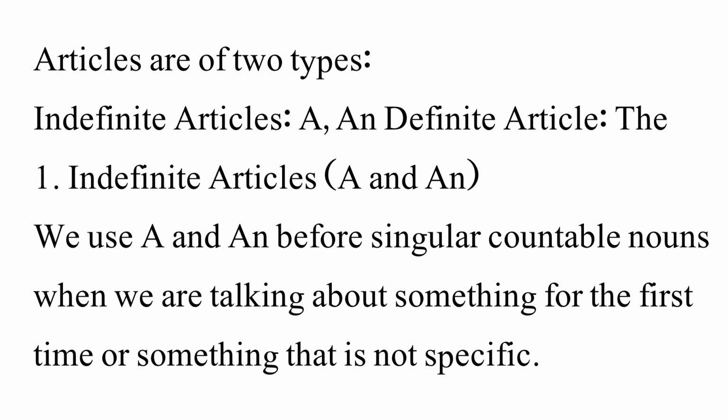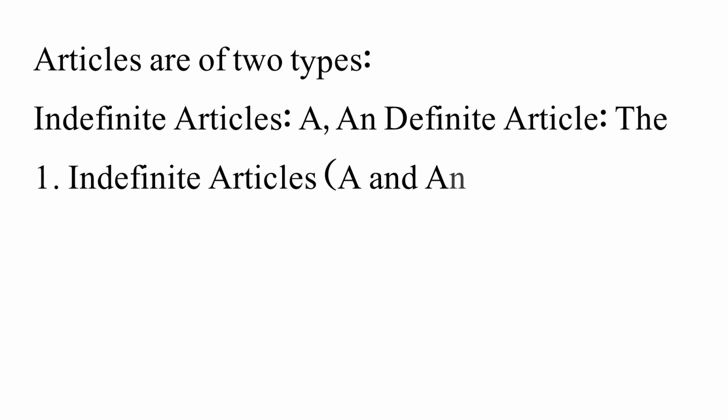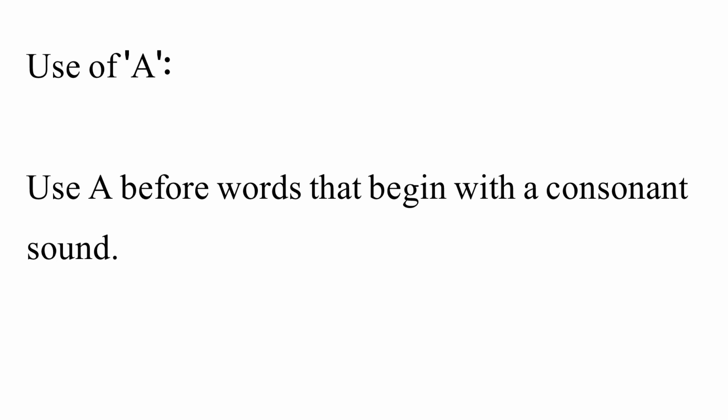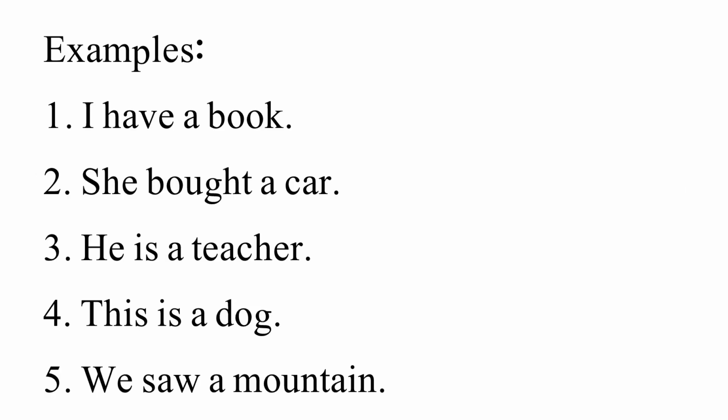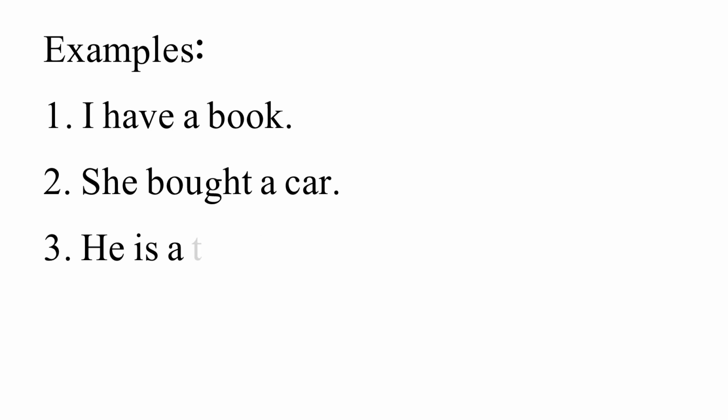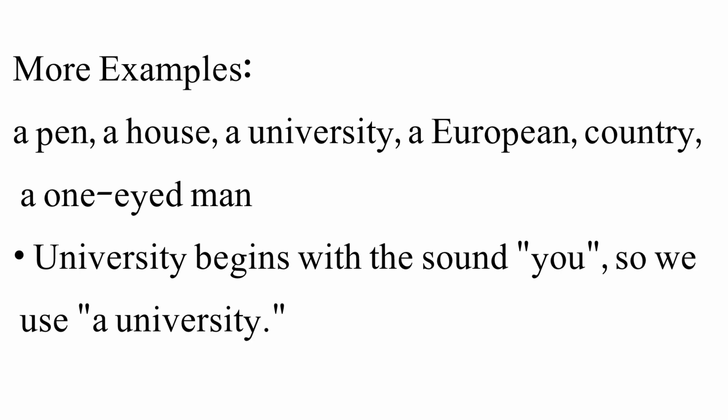1. Indefinite articles, a and an. We use a and an before singular countable nouns when we are talking about something for the first time or something that is not specific. Use of a. Use a before words that begin with a consonant sound. Examples. I have a book. She bought a car. He is a teacher. This is a dog. We saw a mountain. More examples. A pen, a house, a university, a European country, a one-eyed man. Note, we look at the sound, not just the first letter. University begins with the sound U, so we use a university.